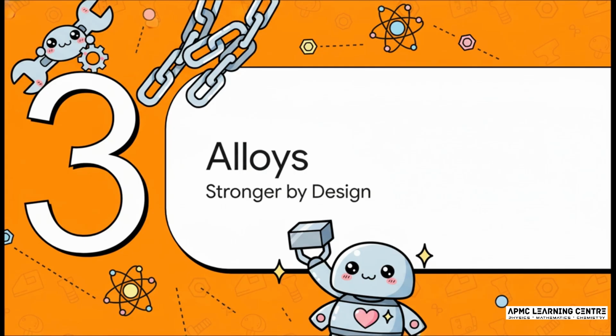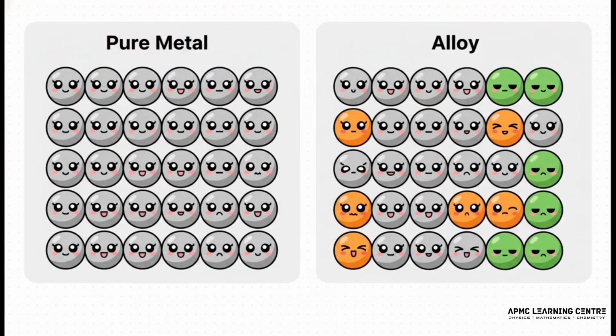Well, this is where humans got clever. We started engineering materials called alloys. So what's an alloy? It's not a pure element. It's actually a mixture. We take a main metal and we intentionally mix in atoms from other elements. And here's the critical part. These new atoms are a different size. And that one simple change completely messes up that perfect, orderly grid we saw in the pure metal.